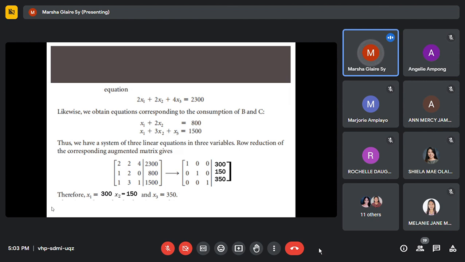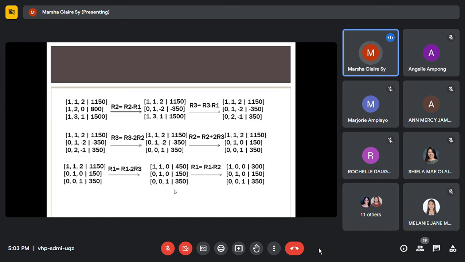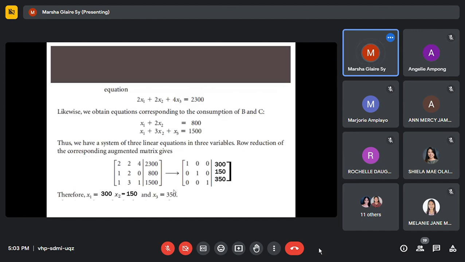So therefore, our x sub 1 is equal to 300, and our x sub 2 is equal to 150, and our x sub 3 is equal to 350.